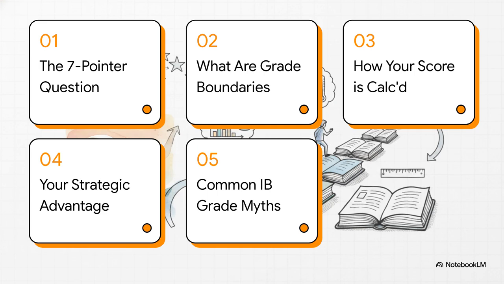So here's our game plan. We're going to tackle that big 7-pointer question head on. We'll define what grade boundaries even are, walk step by step through how your score is calculated, and then we'll get to the good stuff, how this gives you a strategic advantage. And of course, we'll bust some of those classic IB myths along the way.